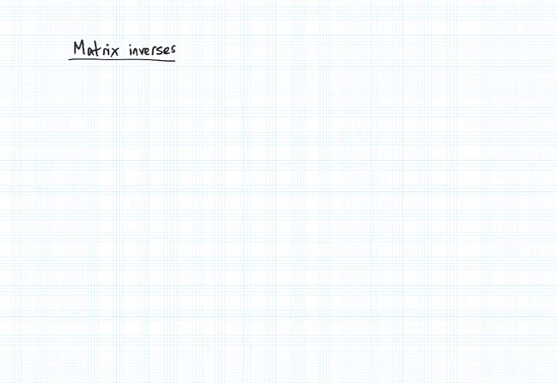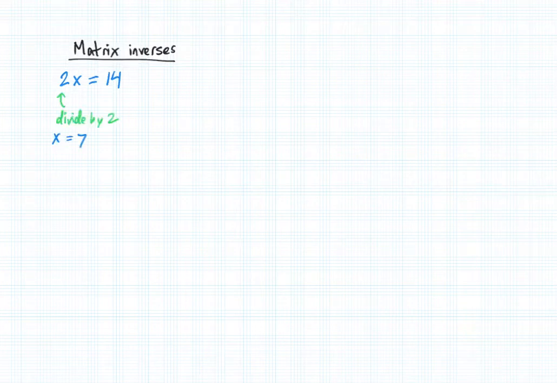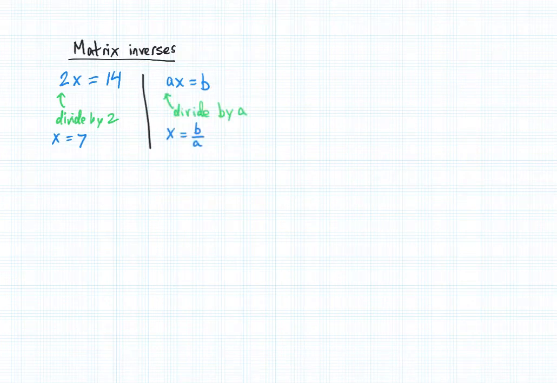So think back to when you were in 7th or 8th grade and first learning how to do algebra. And suppose I gave you an equation like this, 2x equals 14. What would you do to solve it? Well, of course, you would divide by 2, and then you'd get the answer, x equals 7. And more generally, if you have an equation like ax equals b, you would solve it by dividing by a. And you'd get that x is equal to b over a.